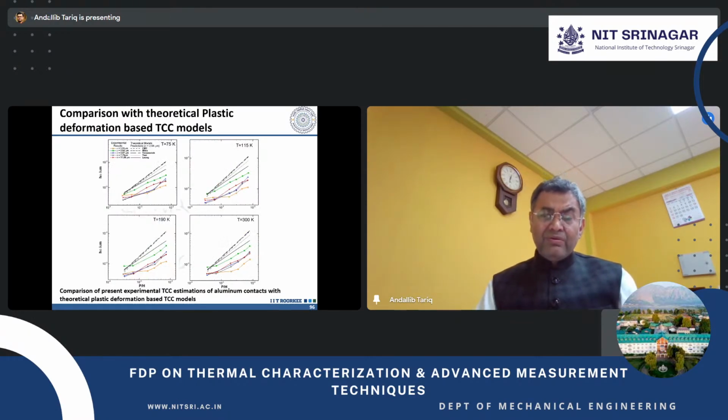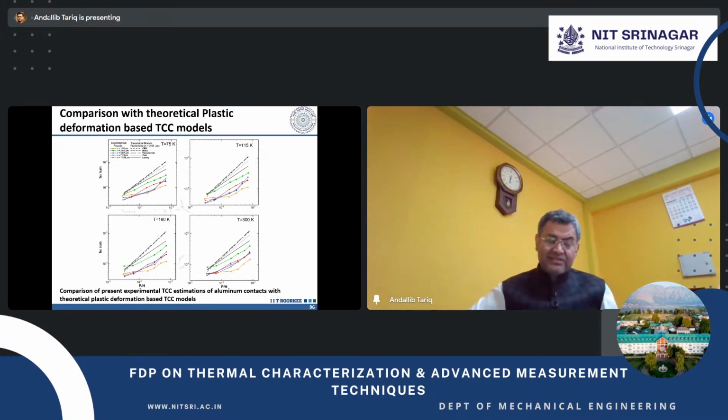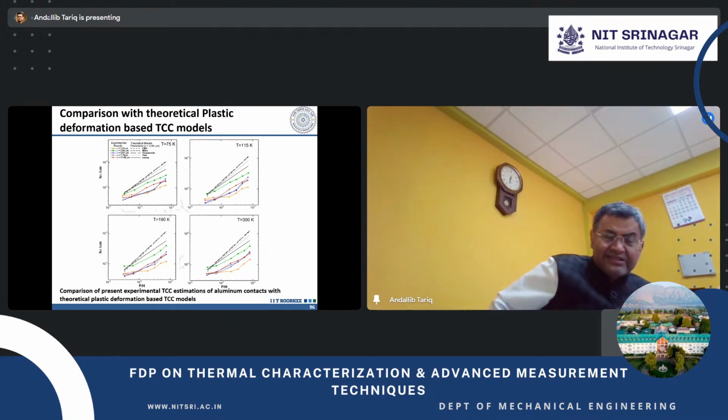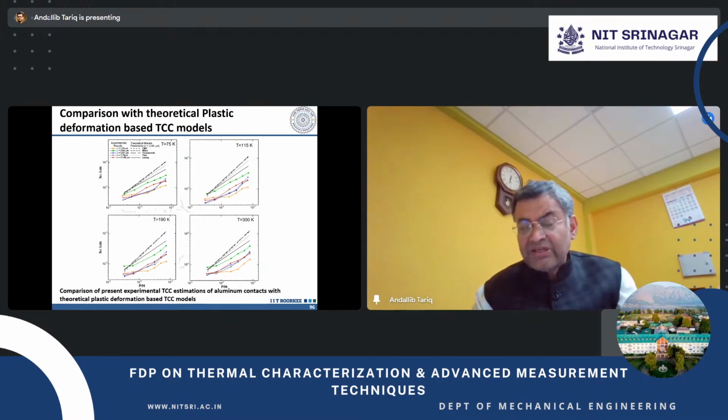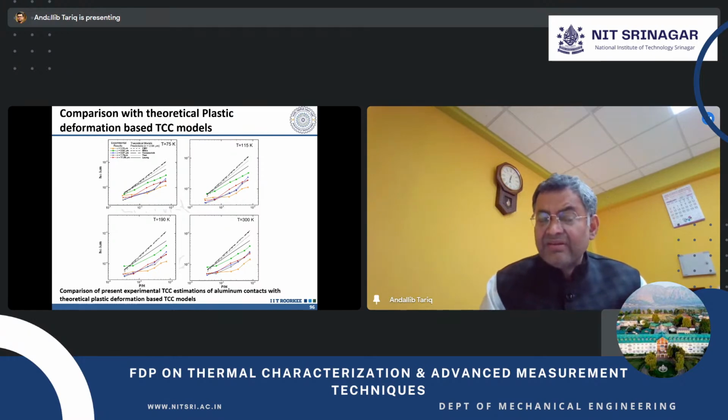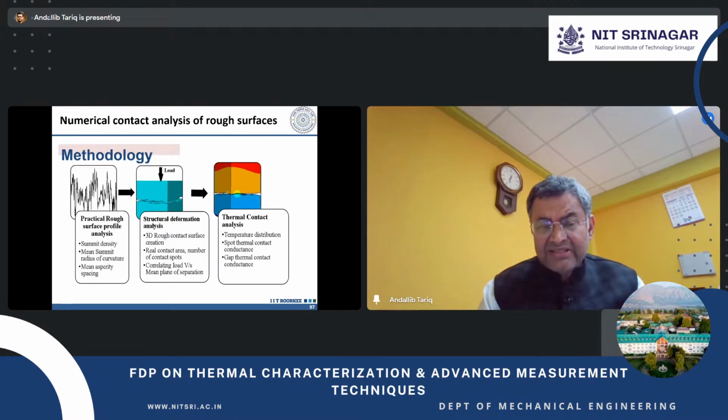Okay, so now when we are dealing with these things from the experimental perspective, these are costly things. We thought, okay, numerically also we should develop a methodology so that we can estimate the TCC. So one of our students did the numerical work also. Here the idea was that it was not purely numerical. We actually measured the surface topography by using a profilometer. We take that roughness as the input and generated the surfaces.